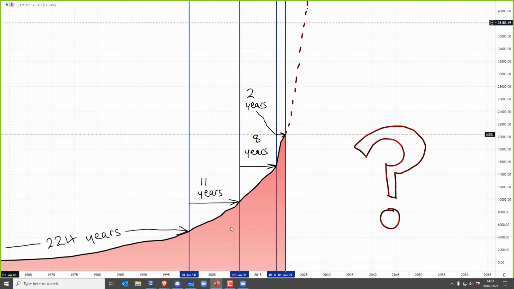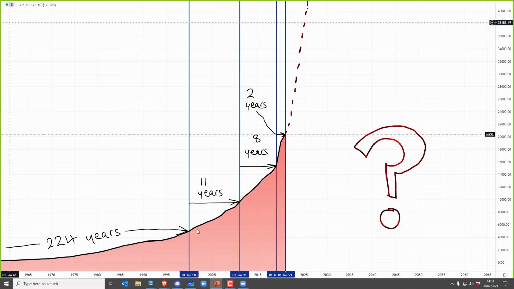So what's happened here is I've chopped up the M2. The US money supply is just the M2, not the whole money supply, but M2 supply is just over 20 trillion. So I chopped it up into 5-year chunks. So it took 224 years to get the first $5 trillion in existence.